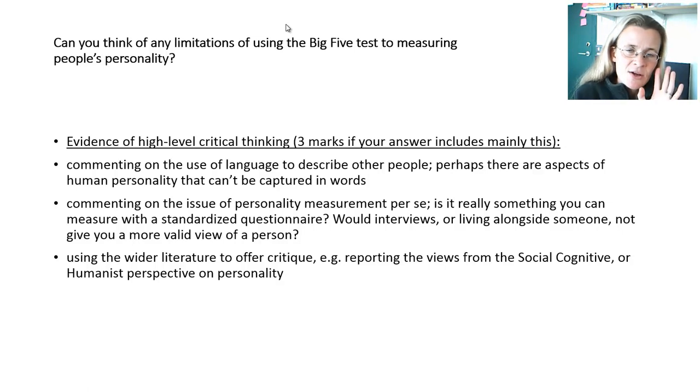Now, in an answer that we think contains high-level critical thinking, so an answer that would get the full 3 points, we would be looking for things like this. A student who would be commenting on the limits of the use of language to describe other people. It's the Big 5 test, it's a language test. It contains words that describe others. But what if there are personality traits that we don't have a word for? Does that mean this person doesn't have that trait? So think about that.